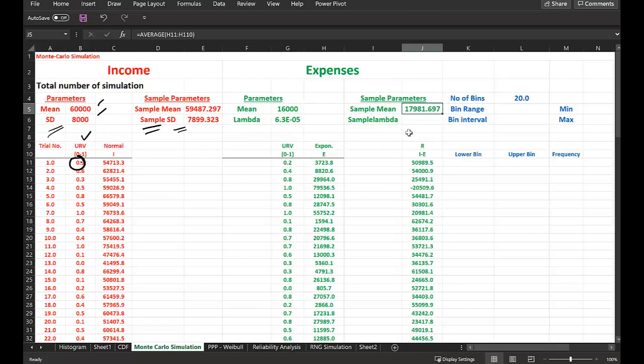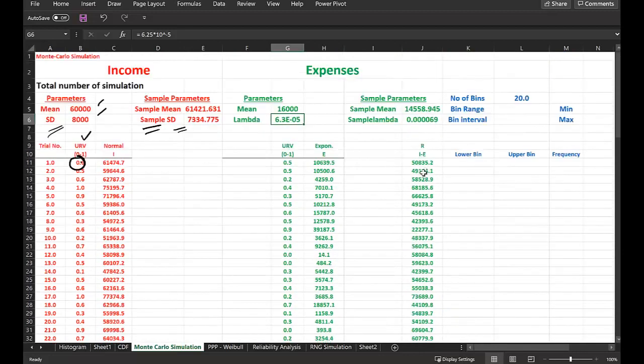We can also calculate lambda, that is 1 by the sample mean. So this is the sample mean we have. So that is basically 6.9 times 10 to the power minus 5. So this is the sample lambda, and this is the actual lambda we have. Now we have to plot the histogram for the profit. So let's try to plot the histogram. And let's take 20 bins and we can plot this.